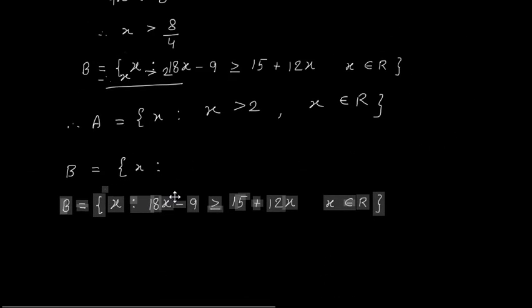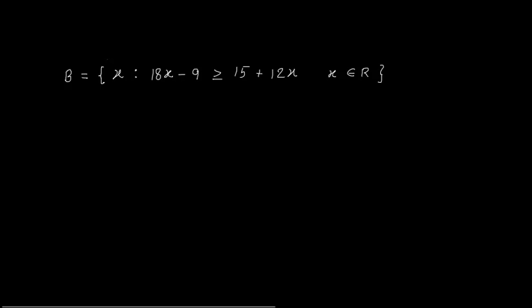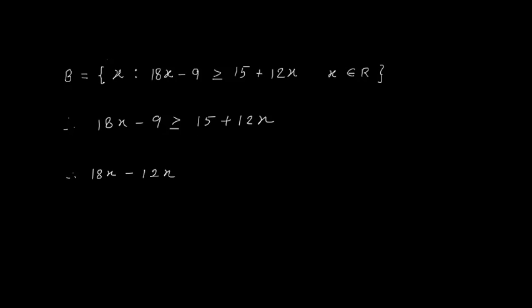This is our B, right? So this is B part. So therefore here what we will see, 18x minus 9 is greater than or equal to 15 plus 12x. So therefore 18x minus 12x is greater than or equal to 15 plus 9.